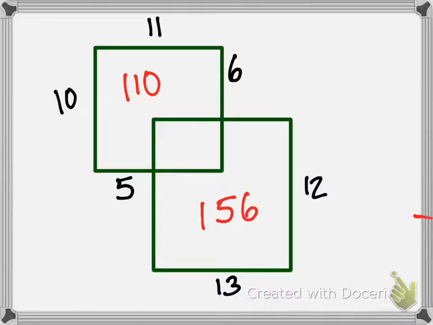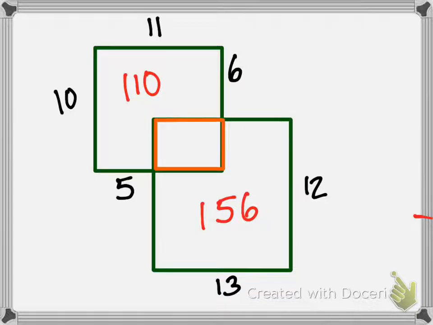156. So now we found the two areas, and we just add them together, right? No. Well, we got to do something else, too. What do we have to do, Ben? You have to find the area of the middle one and then subtract it from the total area.